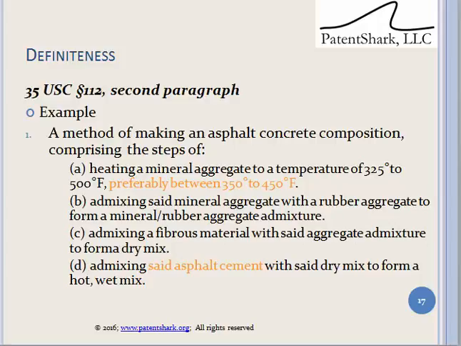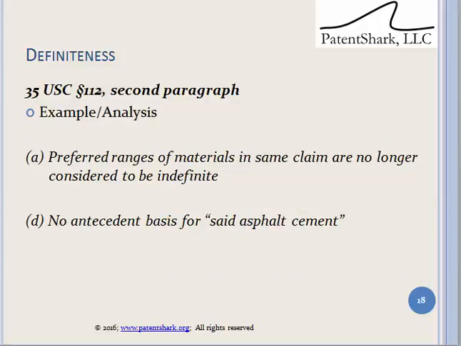Let's do the analysis. Now, in the first instance, we had some preferred ranges of materials in the claim. This is permissible and is no longer considered to be indefinite. However, there is an issue in step 4 where the claim states said asphalt cement. However, there's no antecedent basis for said. In other words, this is the very first instance of asphalt cement, so therefore it should say a asphalt or an asphalt cement.